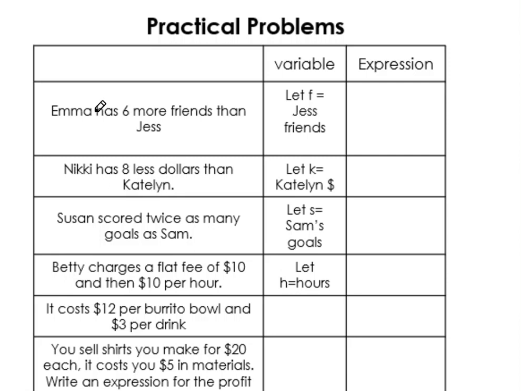Okay, so let's do this first one. It says Emma has 6 more friends than Jess. All right, so I see something key there. I see that it says 6 more than. If I took out the word friends, 6 more than. So when we see "than," that's a key word, okay?